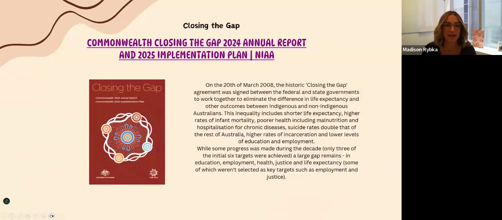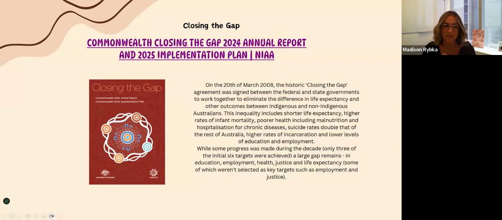So closing the gap, we've got that Commonwealth Closing the Gap 2024 annual report to be implemented in 2025. So this historic Closing the Gap agreement between federal and state government was working together to really try and make a difference between the outcomes of Indigenous and non-Indigenous Australians. So looking at that shorter life expectancy, looking at higher rates of infant mortality, poorer health, malnutrition, chronic diseases, suicidal rates, higher rates in incarceration, and trying to boost up education and employment.